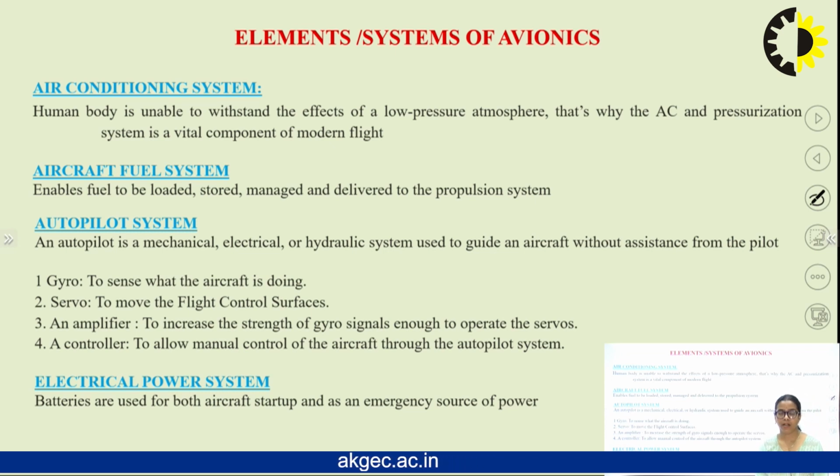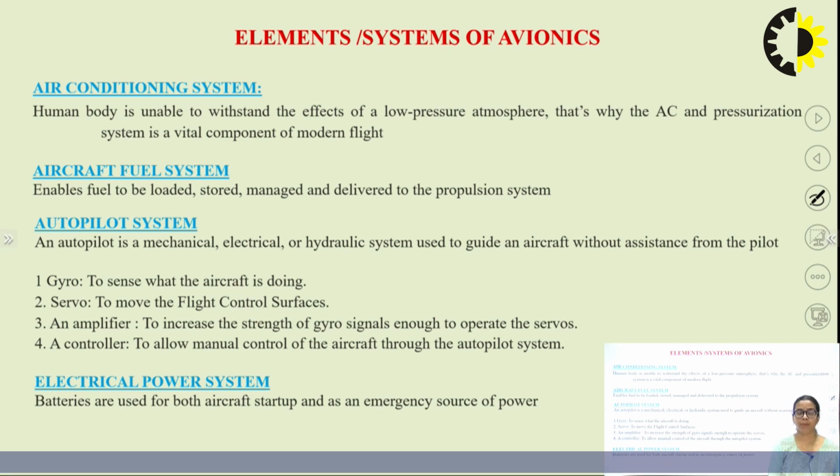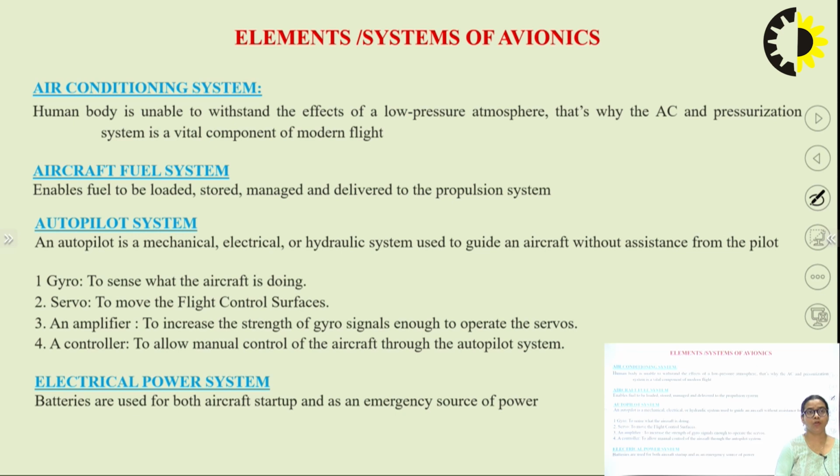These are the elements of avionics. Number 1 is the air conditioning system, aircraft fuel injection system, autopilot system, electrical power system. In the air conditioning system, basically the human body is unable to withstand the effects of a low pressure atmosphere. That's why the AC and pressurization system is a vital component of modern flight. And the aircraft fuel system enables fuel to be loaded, stored, managed and delivered to the propulsion system in the right amount that we actually require to run the aircraft.